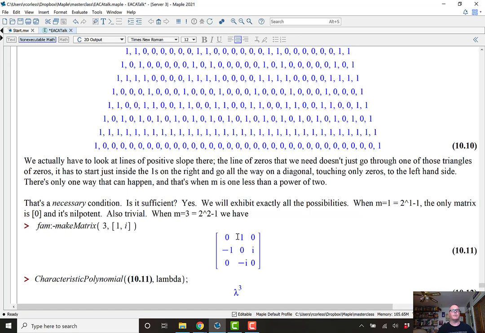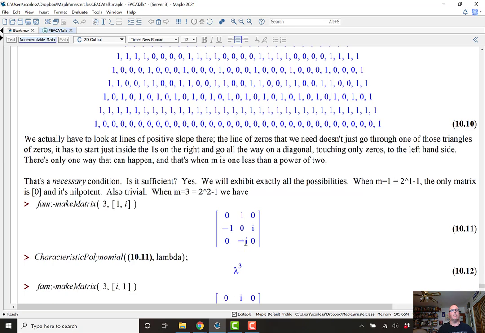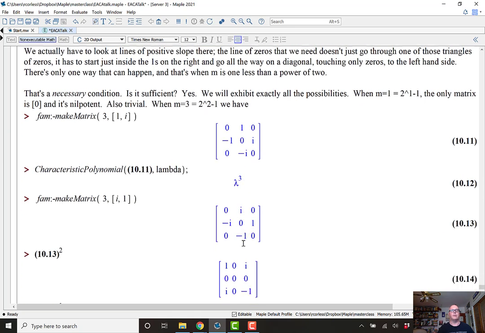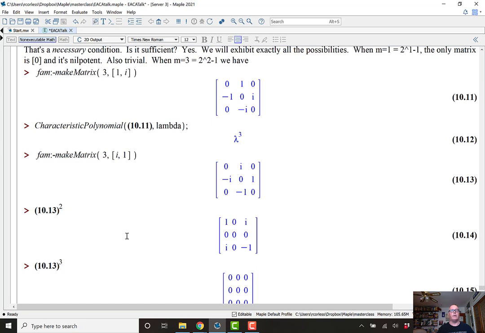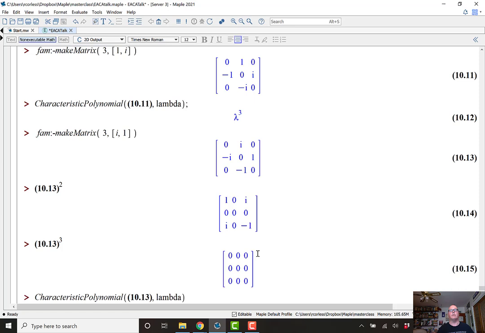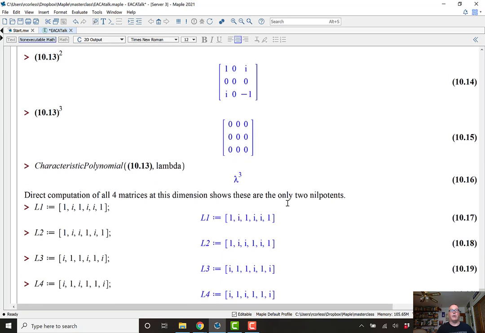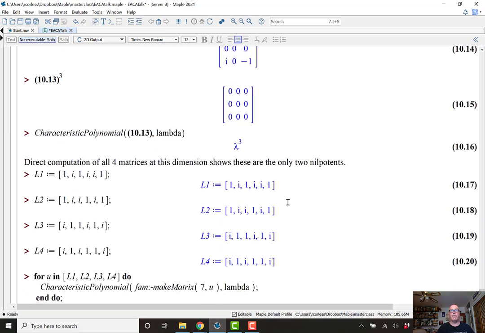So when m equals 3, we have 1 I and I and 1. Both of them have characteristic polynomial lambda cubed. And when you square the matrix, you don't get 0. And when you cube the matrix, you do get 0. So that's nice. The characteristic polynomial is, as you see, lambda cubed. Now, here's all four matrices at those dimensions. Those are the only two nilpotents.